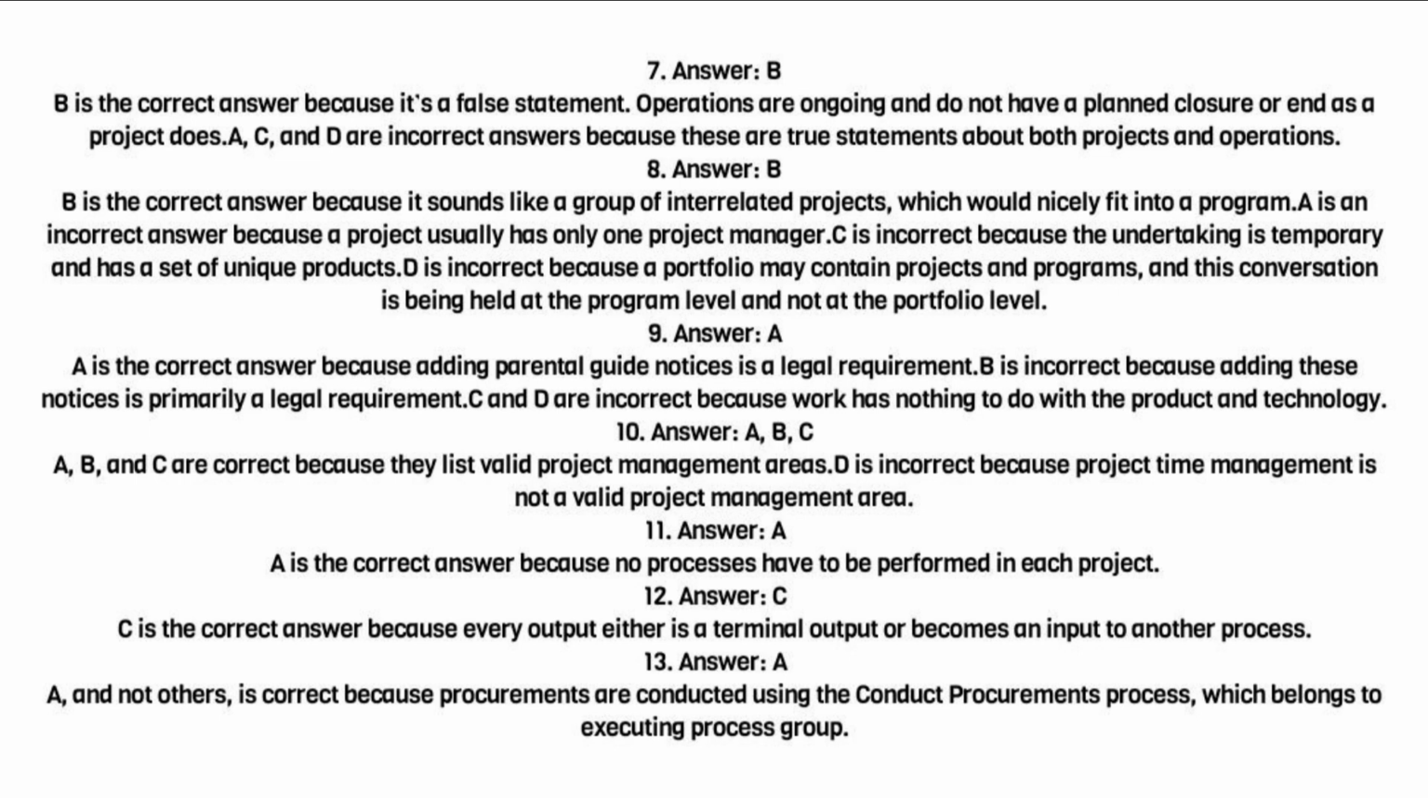8. Answer. B. B is the correct answer because it sounds like a group of interrelated projects, which would nicely fit into a program. A is an incorrect answer because a project usually has only one project manager. C is incorrect because the undertaking is temporary and has a set of unique products. D is incorrect because a portfolio may contain projects and programs, and this conversation is being held at the program level and not at the portfolio level.